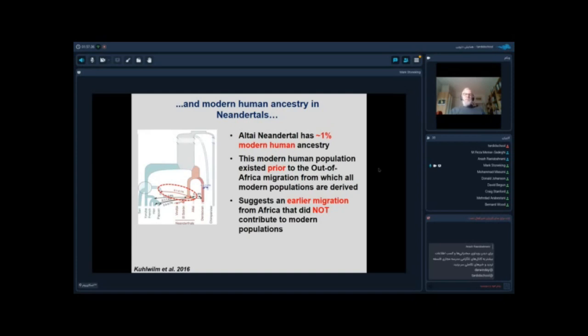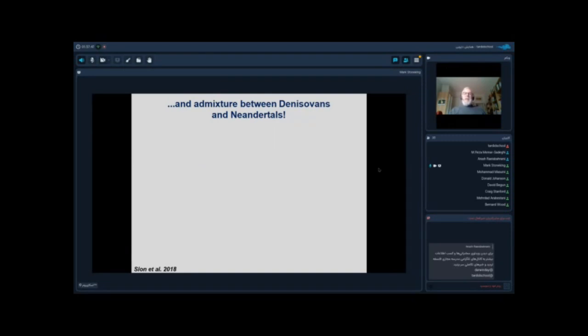So it suggests that there was an earlier migration of modern humans from Africa that contributed ancestry to Neanderthals, but did not contribute any ancestry to modern populations. And we're even detecting admixture between Denisovans and Neanderthals.